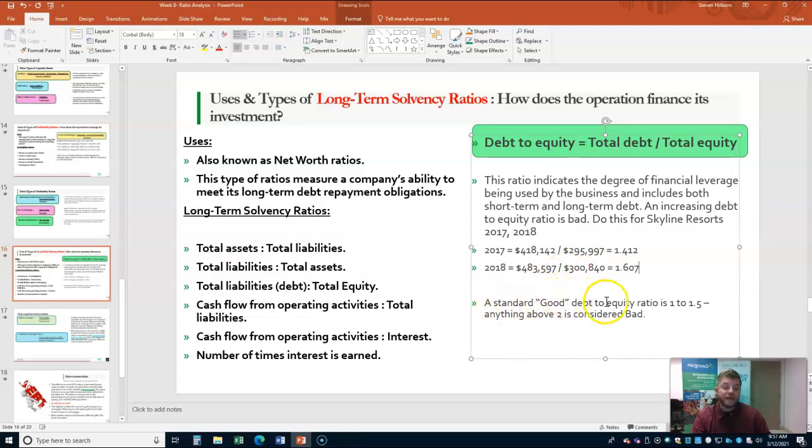A standard good debt to equity ratio is 1 to 1.5. Anything above 2 is considered bad. We are in that kind of okay zone, but you would look at this and say, okay, you're above 1.5, you're starting to trend the wrong way. In 2019 and 2020, you would have hoped to see that number go down, not up.